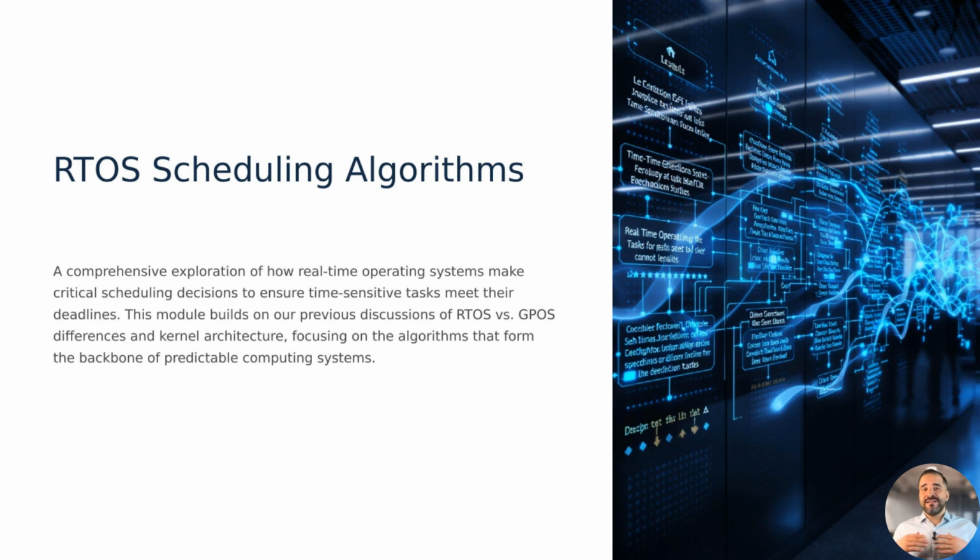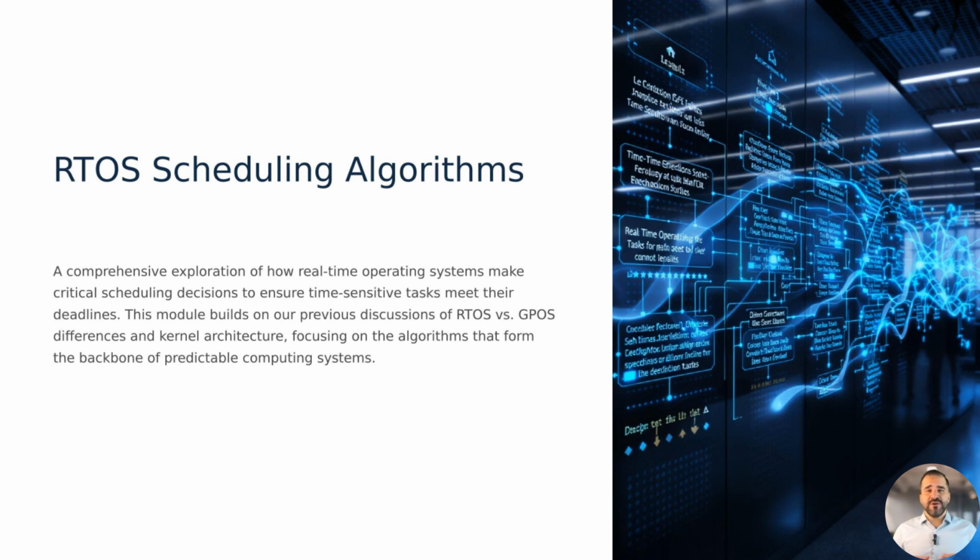In a real-time system, it's not enough for a task to be completed correctly. It has to be completed on time. That's where scheduling algorithms come in. RTOS scheduling isn't about fairness or maximizing user satisfaction like in general purpose systems. It's about making sure the most critical task gets CPU time exactly when it needs it.